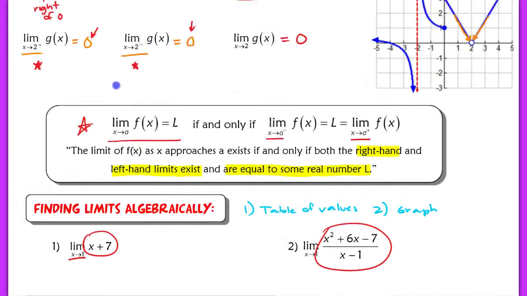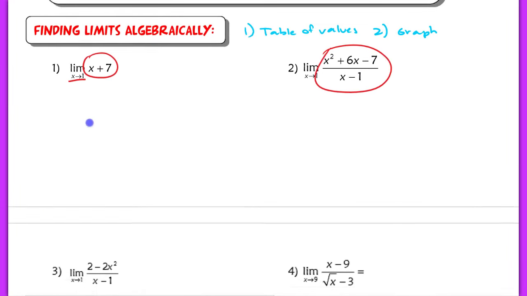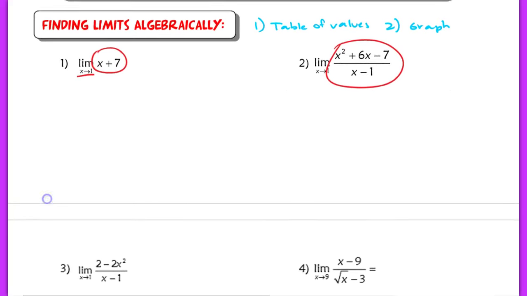Now, if we come back to this algebraically, the first thing I want you to always do is plug in x equals a into the function. Okay, plug that in because that's the fastest way to find what that limit is going to be for your function. So in this particular example, if I just plug in 1 into that function, I end up with 8, and that is the limit of x plus 7 as x approaches 1.